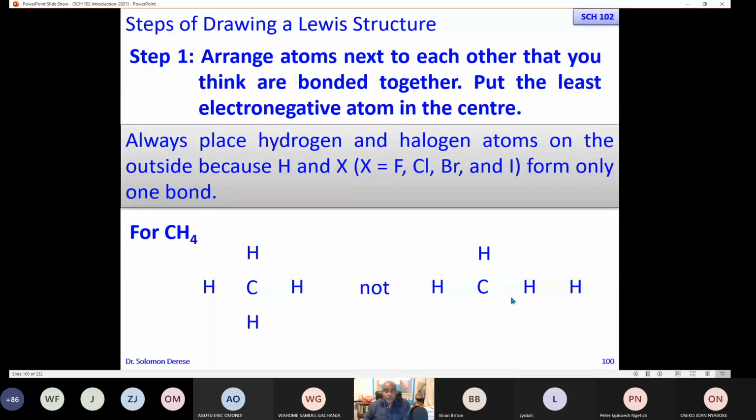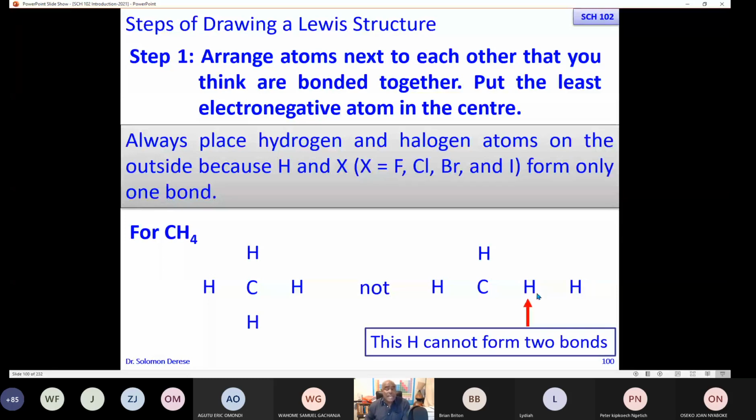So if you look at this hydrogen, on this side, it can form a single bond. On this other side, it can also form a single bond, giving this hydrogen 4 electrons. But hydrogen can only have 2 electrons. So what it means, hydrogen cannot be at the center. Hydrogen can only be on the outside. So that's what you need to determine first. You arrange the atoms next to each other in the way you think they are bonded.